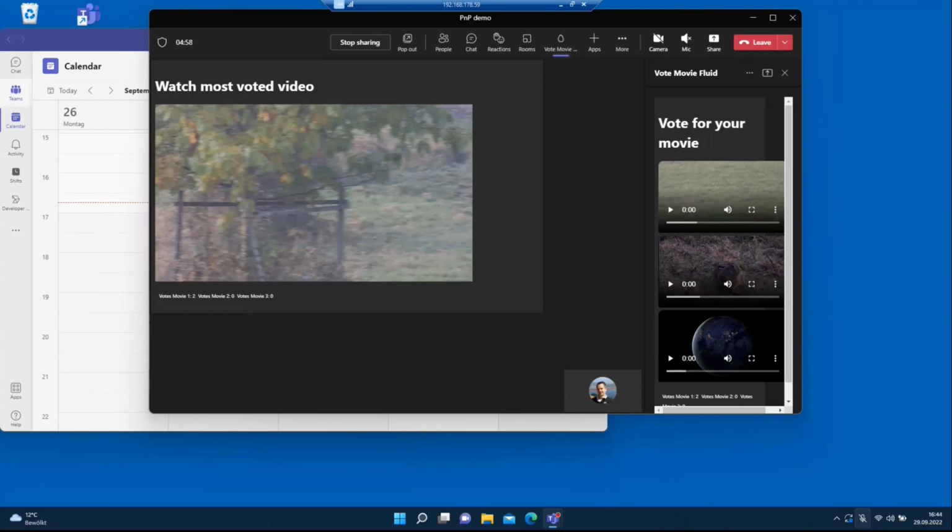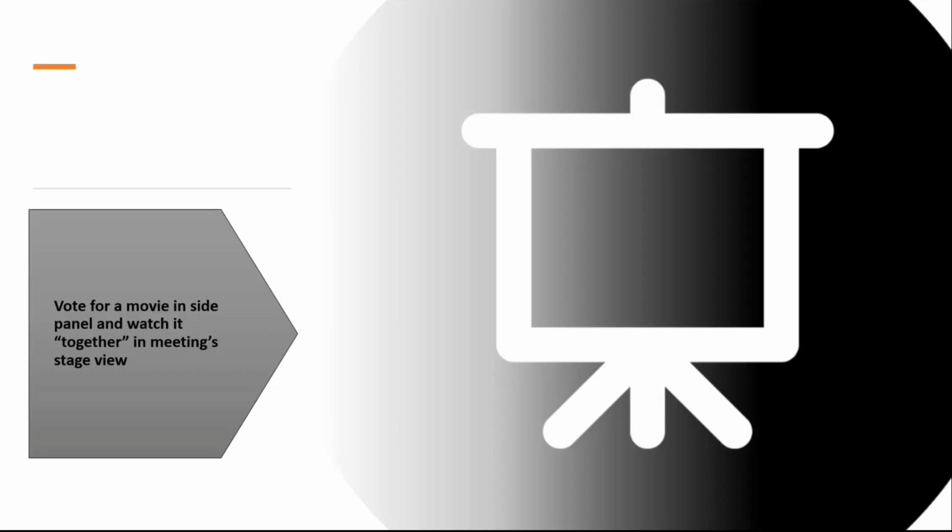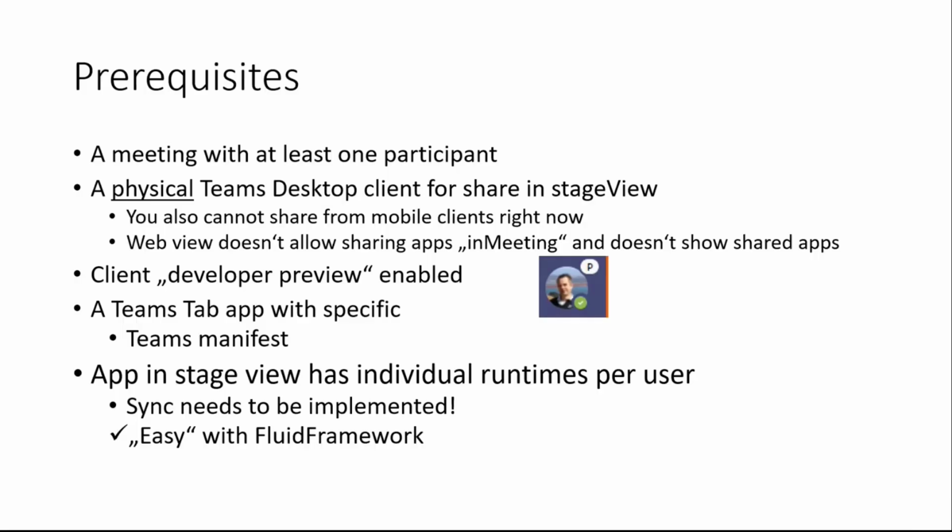And now let's get back to the slides and I will explain how I did it. We have some prerequisites. I already explained that during the demo. We need a meeting with at least 1 participant. We need a physical Teams desktop client for the full functionality. And with physical, I really mean you need it on a machine. No virtual desktop or something like that. You still need a physical one.